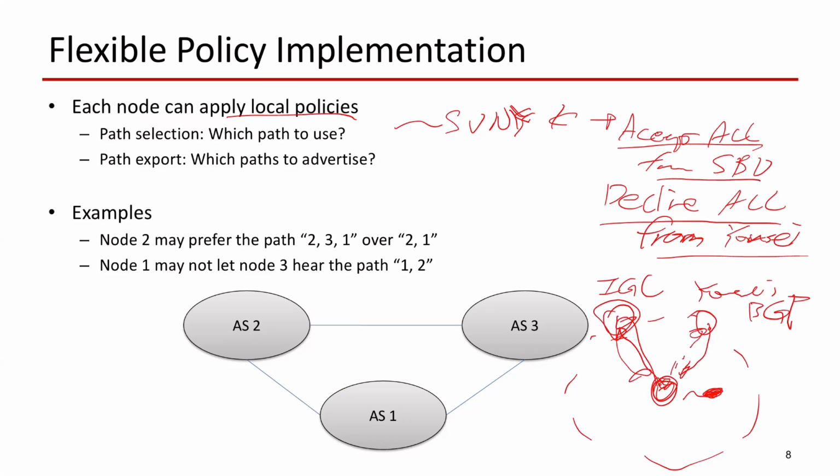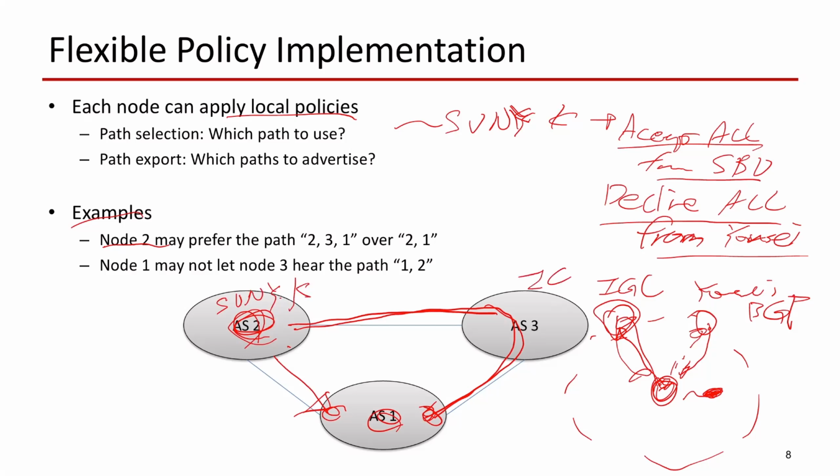Okay. So example. Node 2 may prefer to, when node 2, AS2 wants to talk to A, this path is clearly better. But they don't want that to happen, but they want to go to here by here. So even this multi-hop, even if it's a longer path, they prefer to go this way. Okay, so it is a very common case. Let's say AS2 is a sub network. Let's say it is Sunny K. And let's say it's IGC. Let's say it's Yonsei.